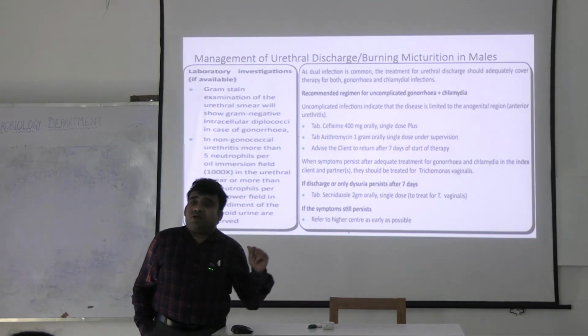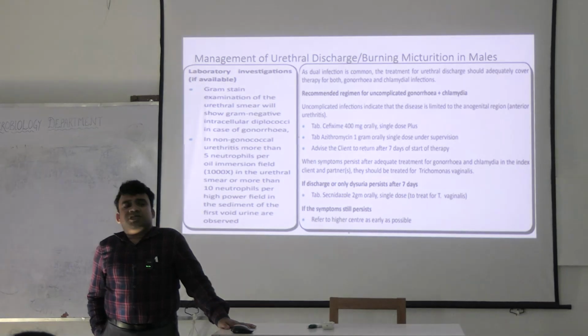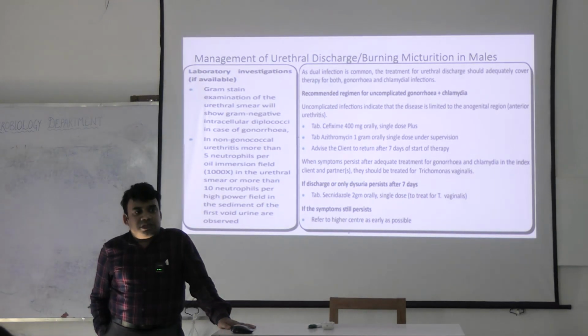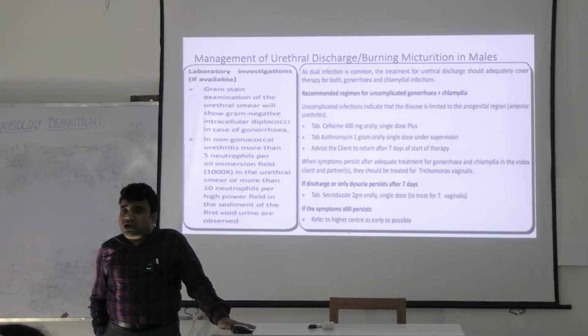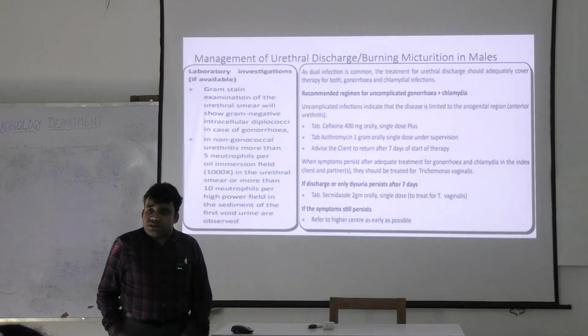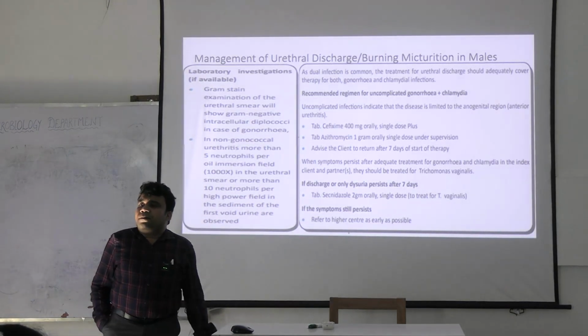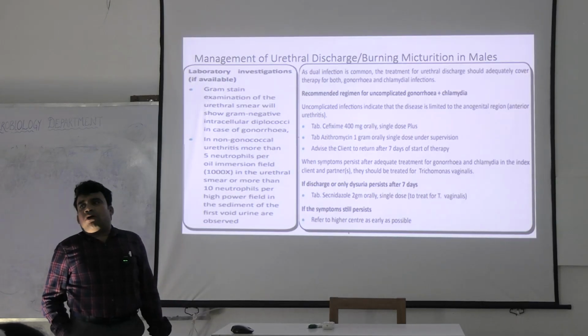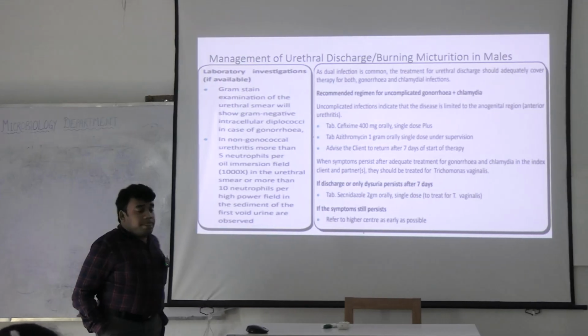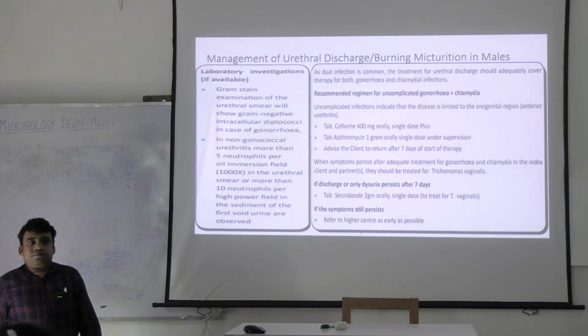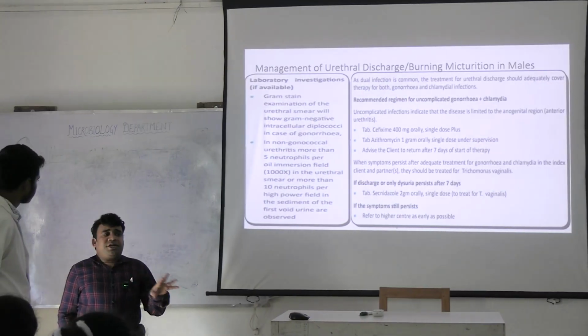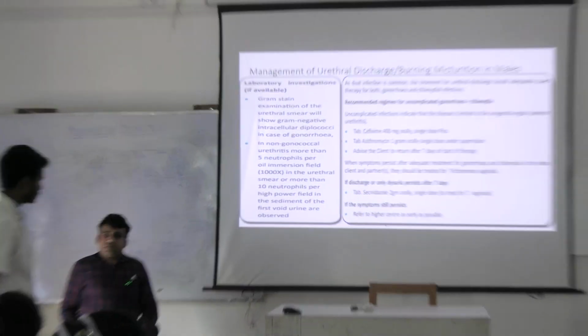Now, in the microscopy, as I have already said, the best method would be a nucleic acid amplification test, but it may not be available. So, alternatively, we can look for the microscopic result, that is either 5 pus cells per oil immersion field or 10 pus cells per high power field. That would be indicative of non-gonococcal urethritis.